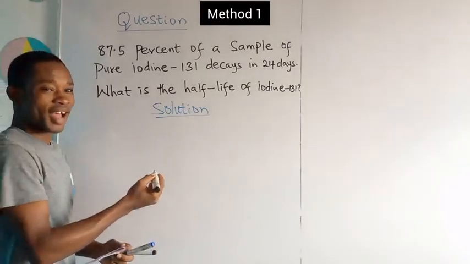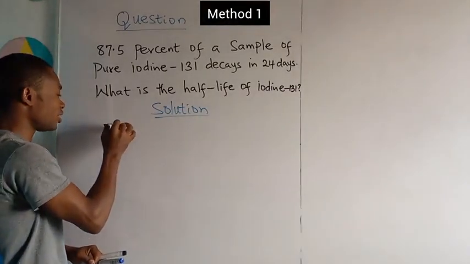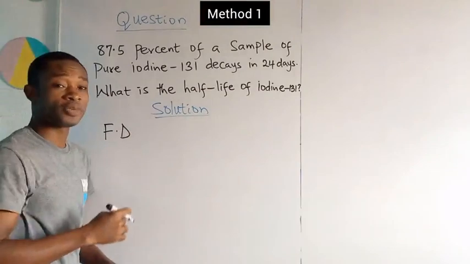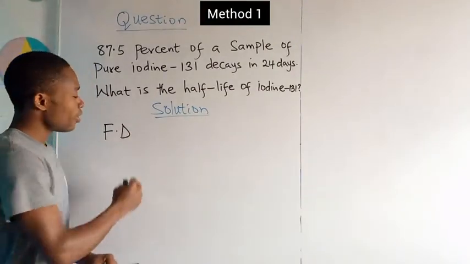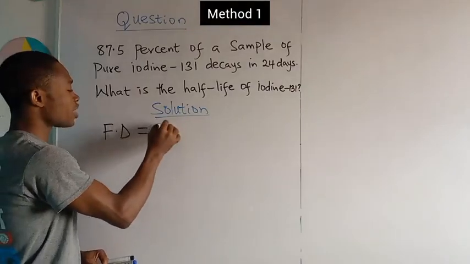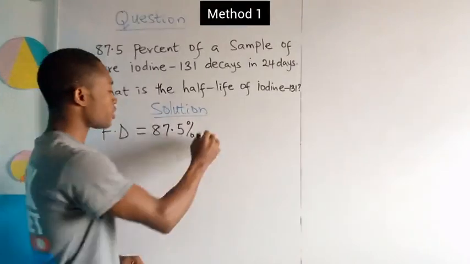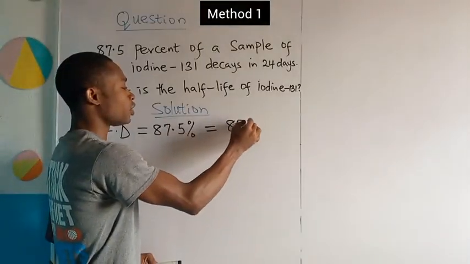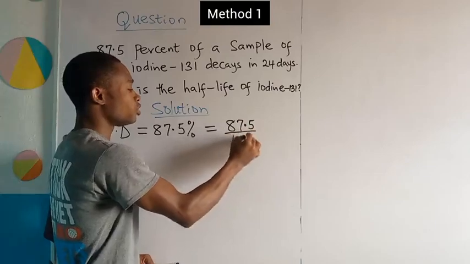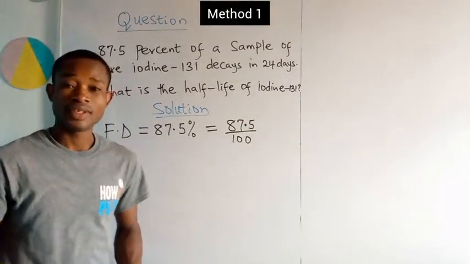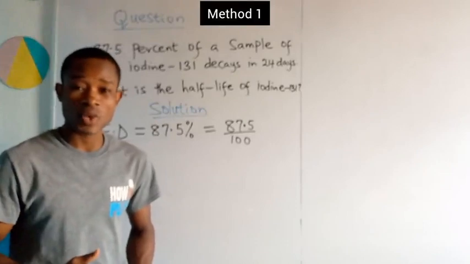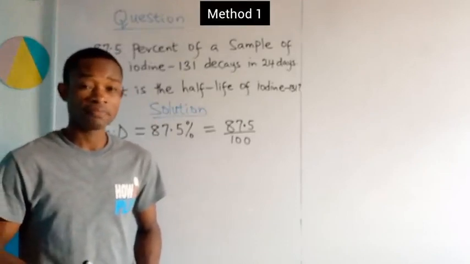I'm going to use FD to represent fraction decayed. Is that okay? It was given in the question to be 87.5%. 87.5% is the same as 87.5 over 100. This is the fraction of iodine 131 that decays in 24 days.